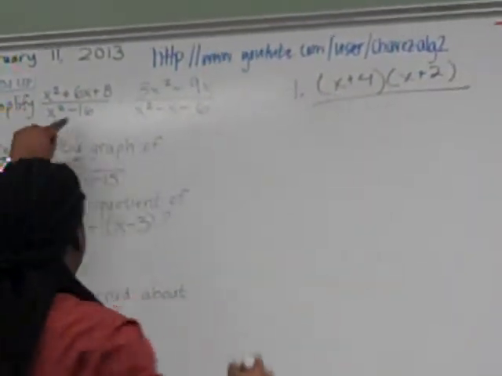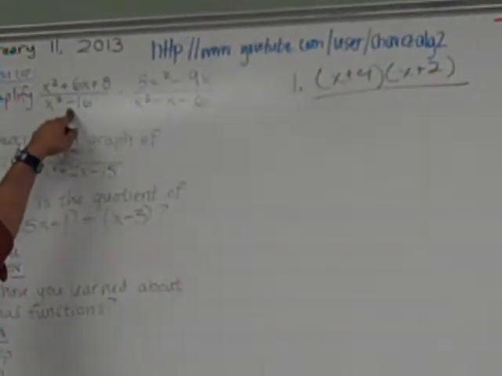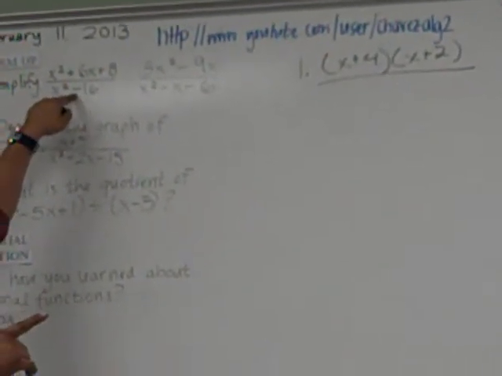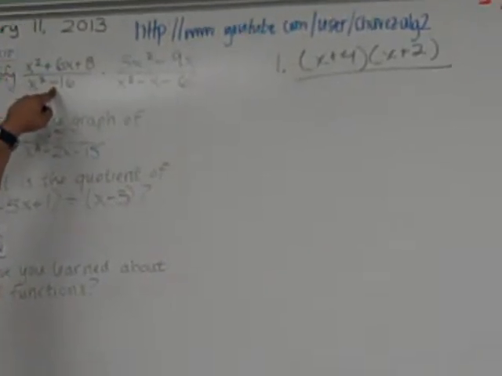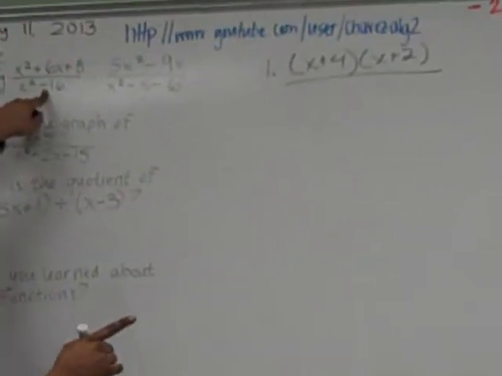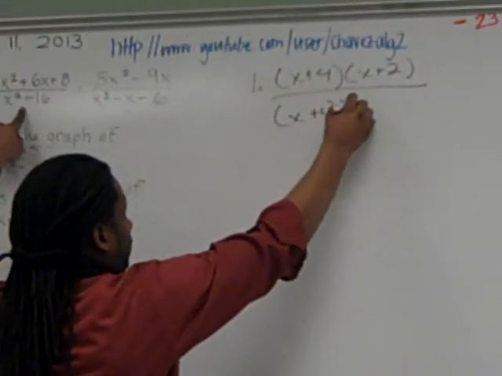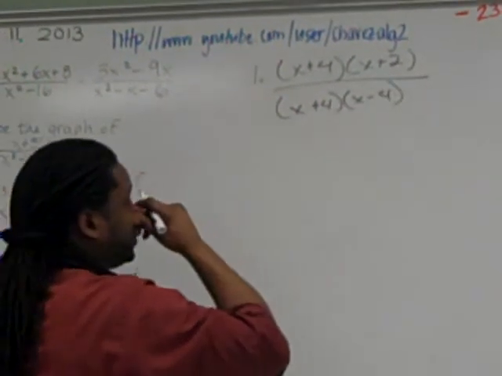Now, this denominator, who remembers what that is? Yes. X minus 4 and x plus 4. Right, but what was this called? Difference between two squares. So everybody should be writing that down. Difference between two squares. But you were right in saying x plus 4 and x minus 4.